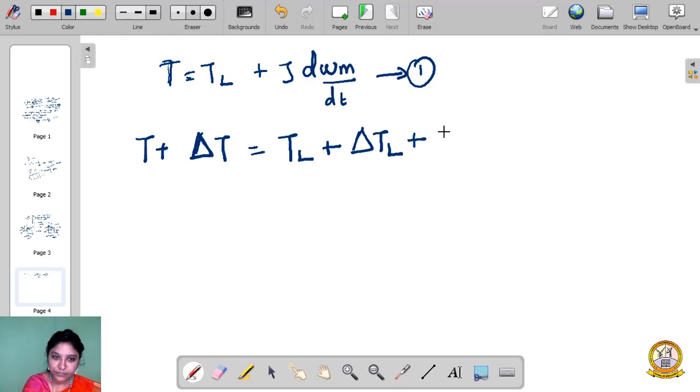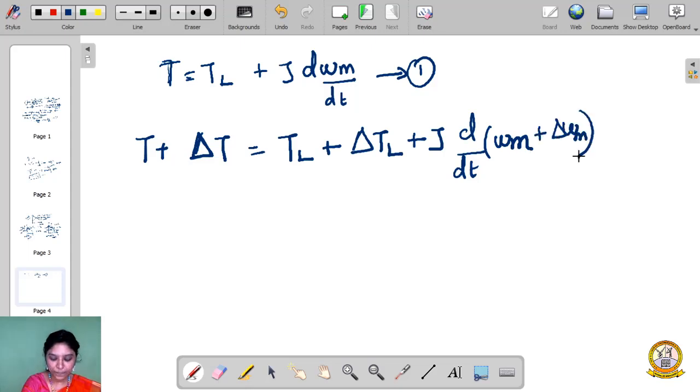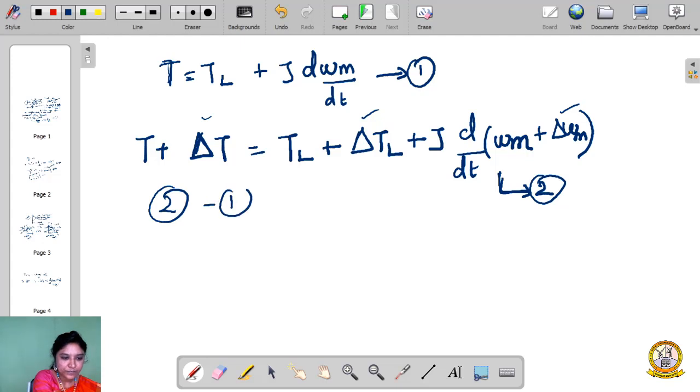Plus, you take J common outside, and d by dt of omega m plus delta omega m. Okay, so this is the second equation. We are making some small changes, mentioned as delta, in the first equation. Let it be the second equation. Now you have to subtract the first equation from the second equation, so we take equation 2 minus 1.